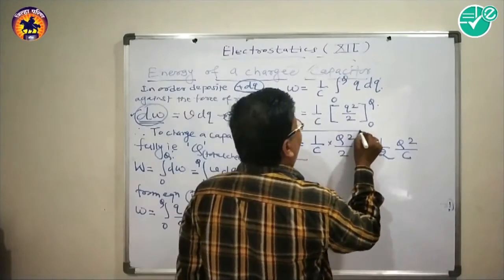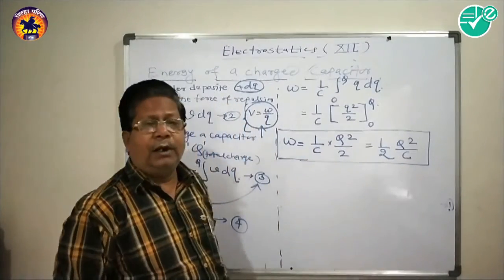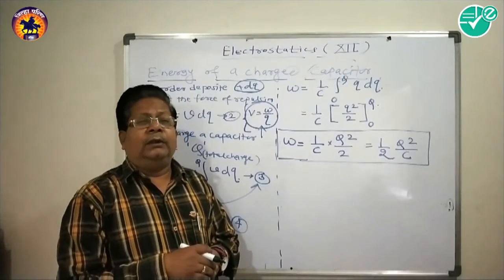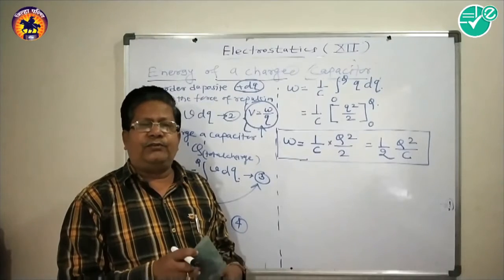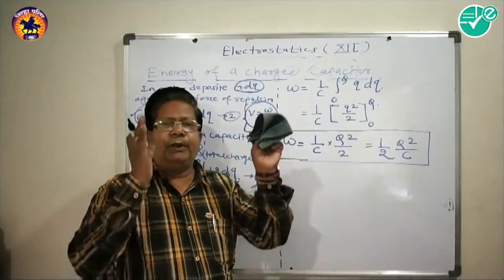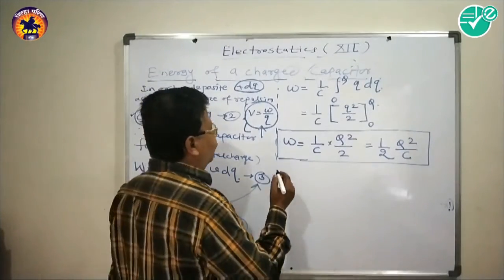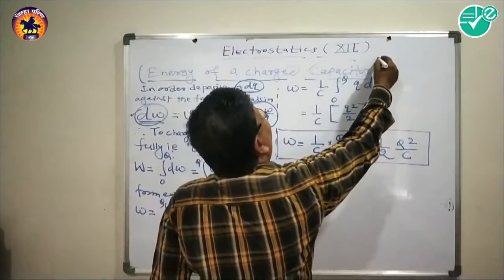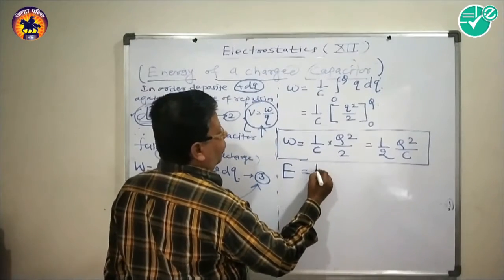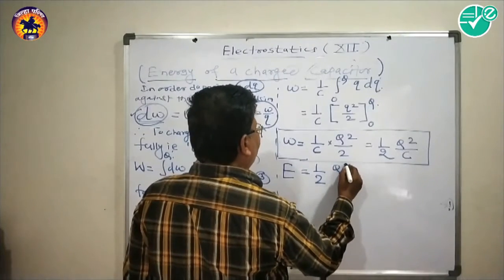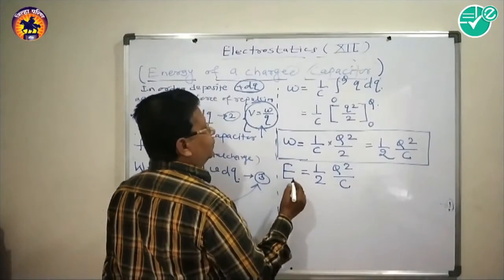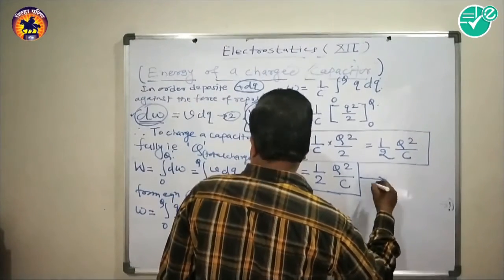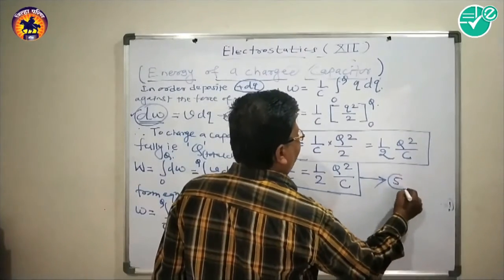Now this total work done is stored between the two plates of the capacitor, or this work done is stored in the form of potential energy in the medium present between the two plates of the capacitor, and therefore we write the energy of a charged capacitor is nothing but the total work done, which is equal to 1 by 2 into Q square divided by C. So this is one of the forms of energy stored by a charged capacitor, and say this is equation number 5.